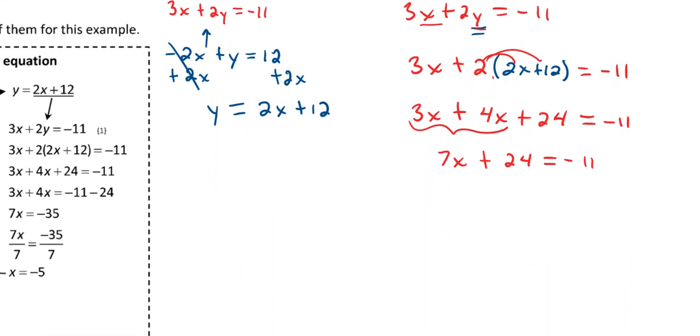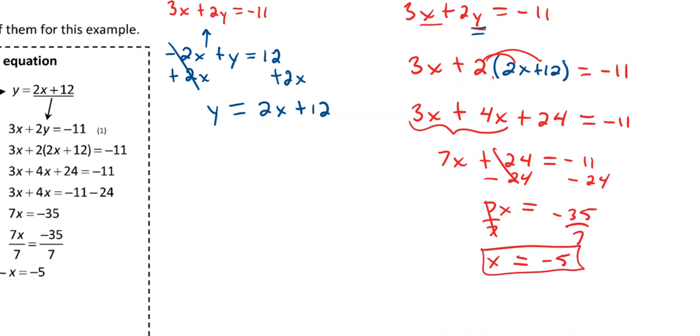Now I need to get x on its own, right? So which one do we do first? The 7 or the 24? Well, the 24, right? That's the farthest one away. It's less attached to the x. So we'll subtract 24 from both sides. So minus 24, minus 24. So we get 7x is equal to, negative 11 minus 24 is going to be negative 35. And then we'll divide both sides by 7. So divide by 7 and divide by 7. So x is equal to negative 35 divided by 7, which is negative 5. So there we go. We solved for x.